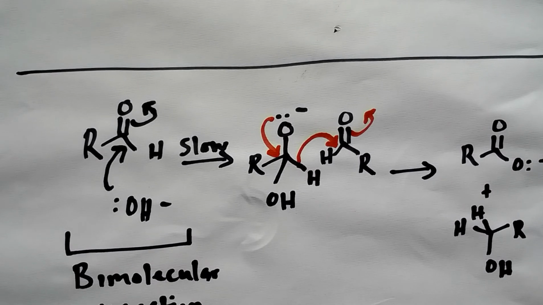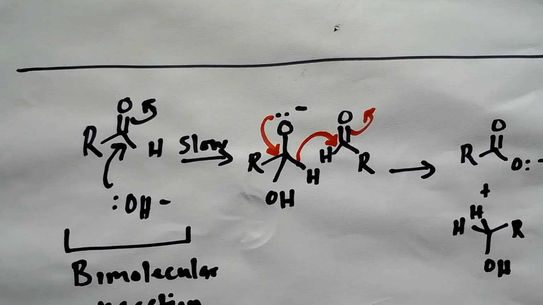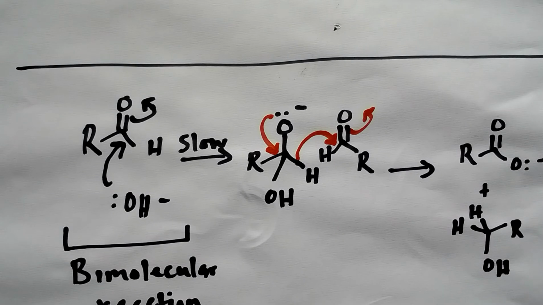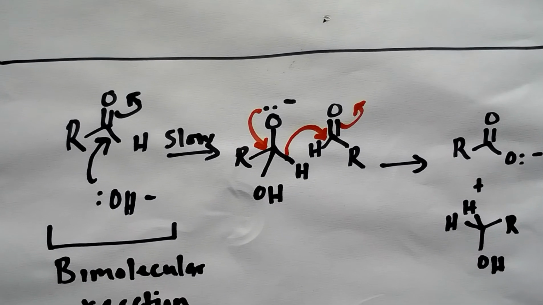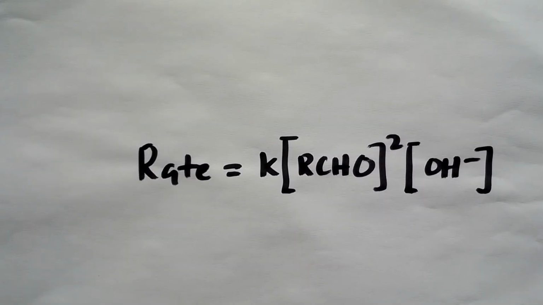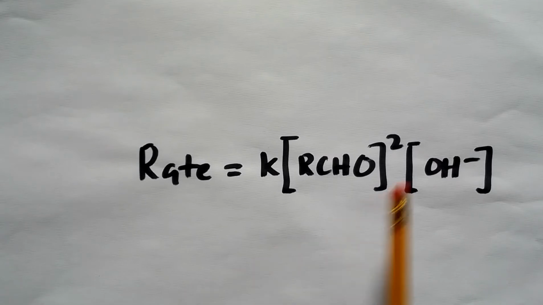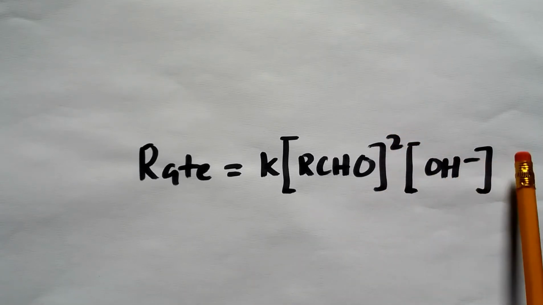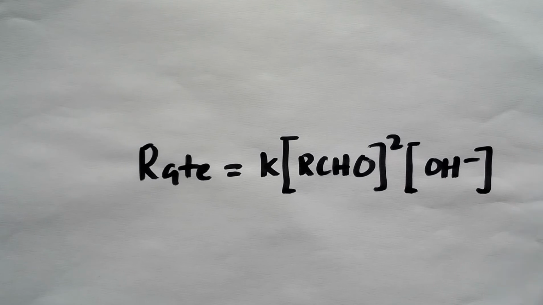Now, to understand what is going on here, let us look at the rate law for the Cannizzaro reaction. So this is the rate law for the Cannizzaro reaction. You see that in this rate law, the reaction is second order in the aldehyde and first order in the hydroxide.